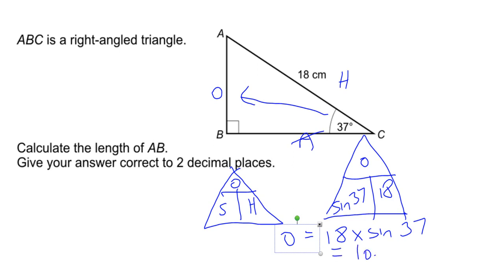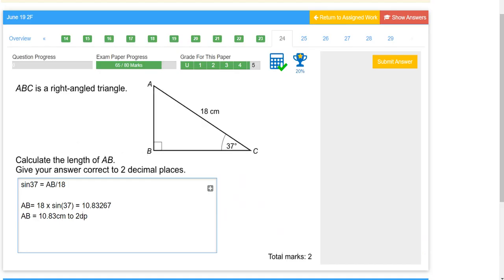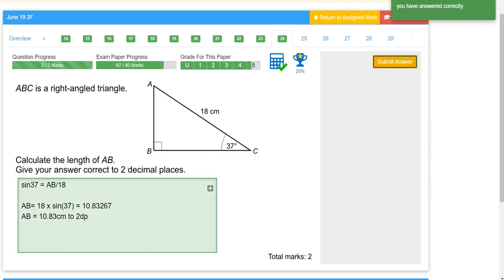So write it in there, 10.8326. I wanted 2 decimal places, so there's my rounding bar there, and it's going to be 10.83. And so there I've written out my 18 times sine 37, and I've rounded to 10.83 centimeters.